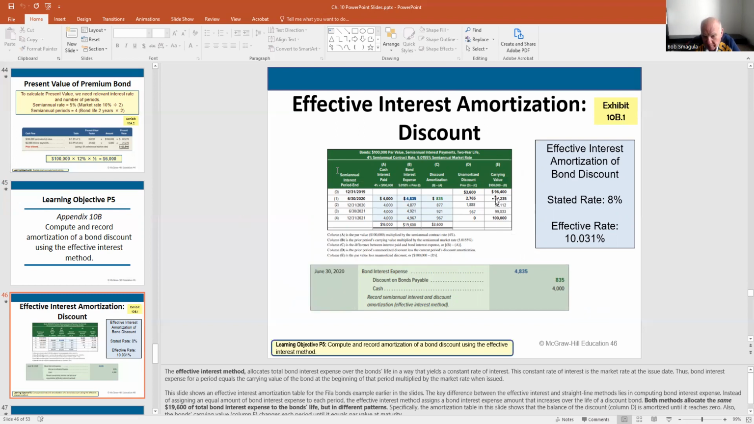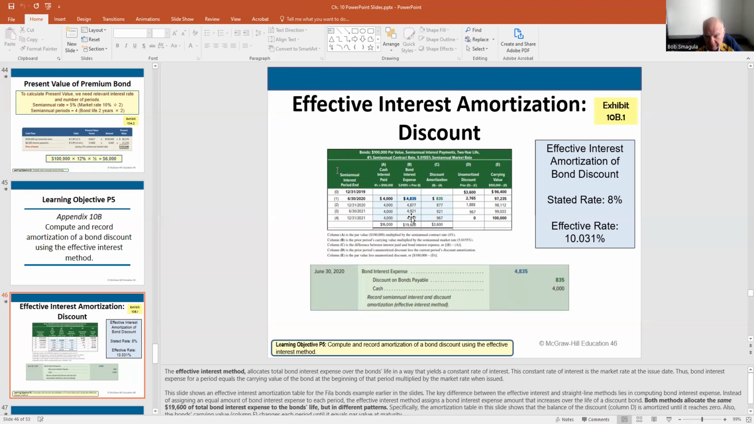96,400. I don't know if you can read that. Carrying value times the effective rate, or market rate, which is the same thing, equals the total interest. Can I say that again? Make this easy: 96,400. The carrying value times the market interest rate equals your total interest expense.